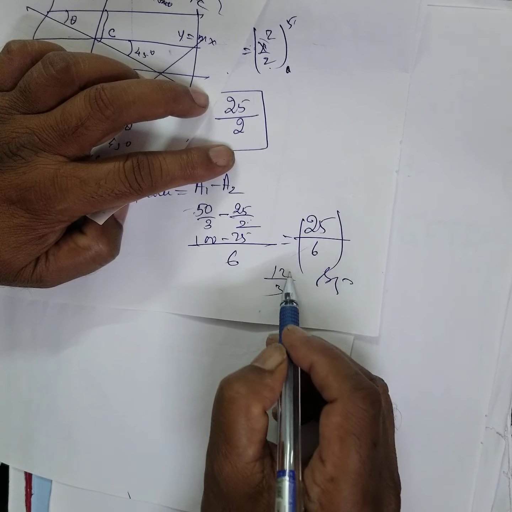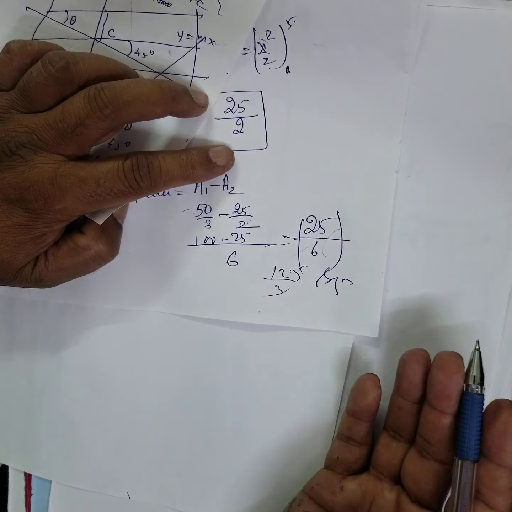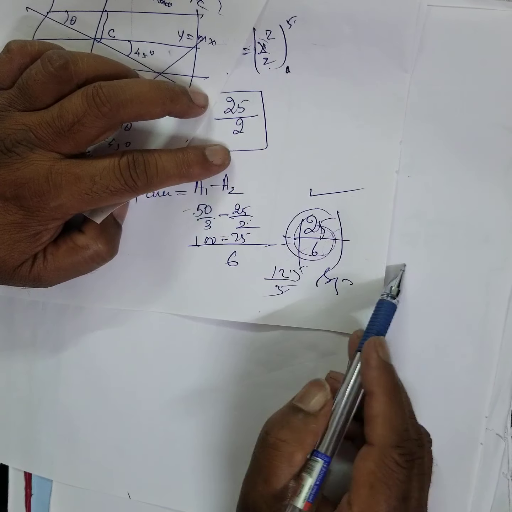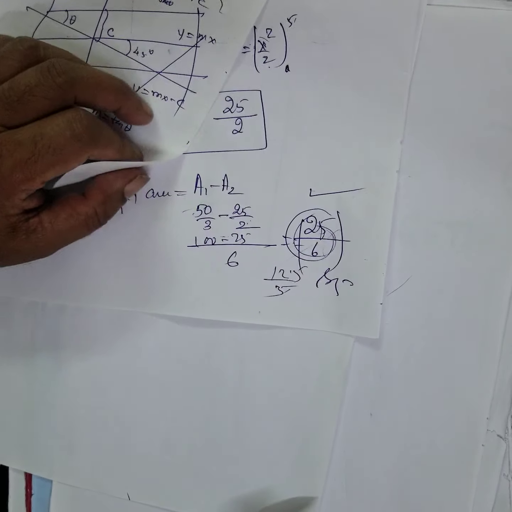Sometimes they'll give 12 by 3, 12.5 by 3, like that. We don't know. Nearby numbers also they give. But this is the answer. Out of 4 choices, this will be the answer. Understood?